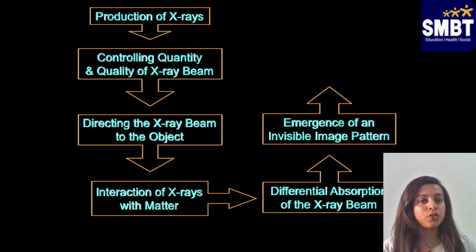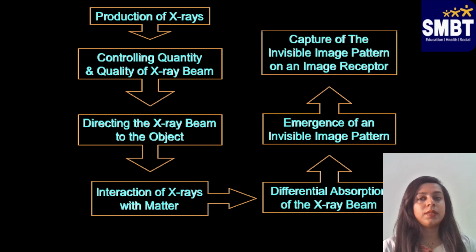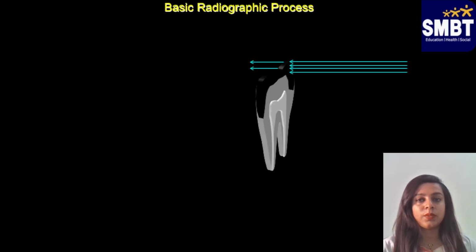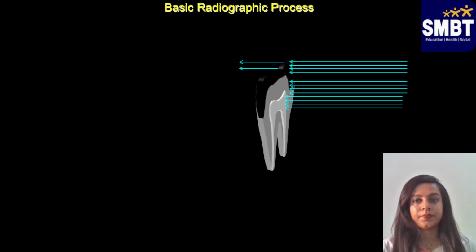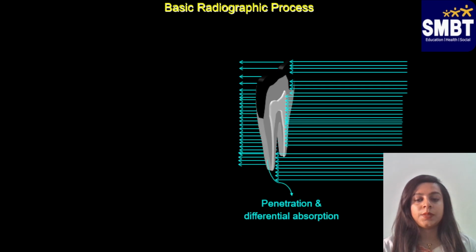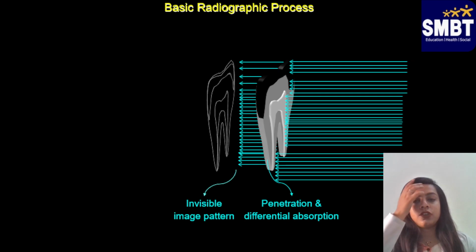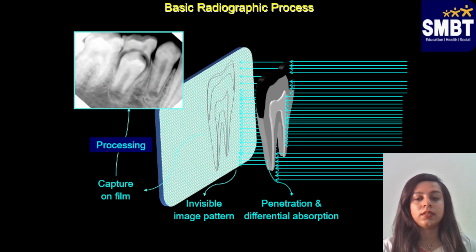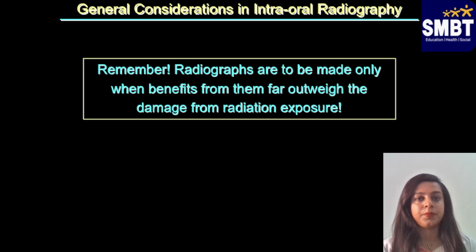Then there's differential absorption of the X-ray beam, which casts an invisible image pattern which is captured on an image receptor. Whenever I say receptor in this chapter, we will be referring to an intraoral periapical film. The same thing that we just learned: a quality and quantity controlled X-ray beam is projected on an object. There's penetration and differential absorption of the X-ray beam, and then an invisible image pattern is cast, which on processing is developed into a beautiful radiograph.